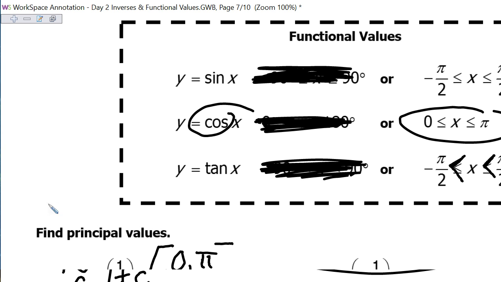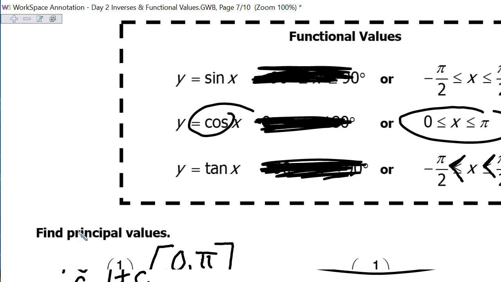Same thing. Okay, so first of all, I have to figure out what angle has a cosine of, not pi over 2, it's just a pi over 2. We need to figure out what angle has a cosine of what? 1/2. So what angle has a cosine of 1/2?